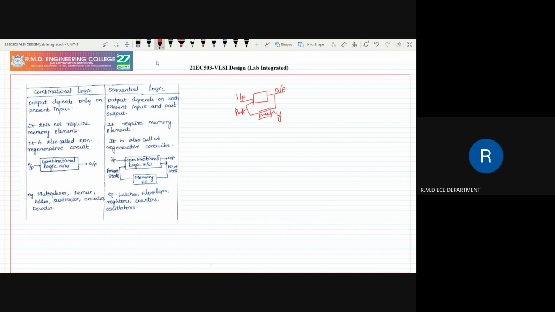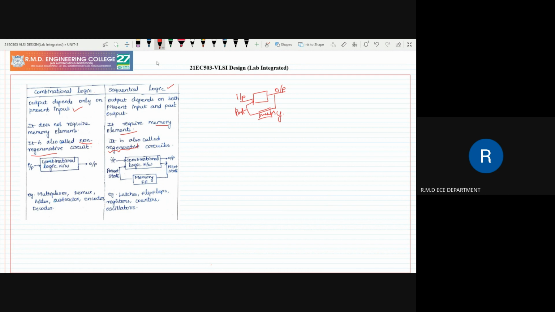So output depending only on the present input is called combinational. Output depending on both the present input and past output is called sequential. So it is going to be recalled, so memory elements are required, and it is also called regenerative circuits because it is going to be generated again and again. But in combinational, it is not generated again, so it is called non-regenerative. And here is the simple block diagram explanation.